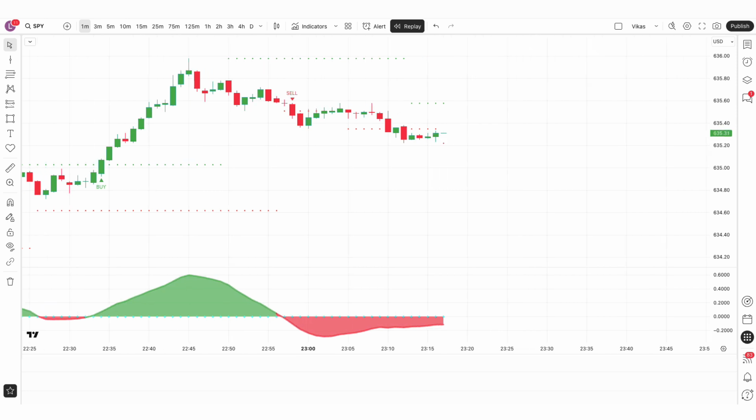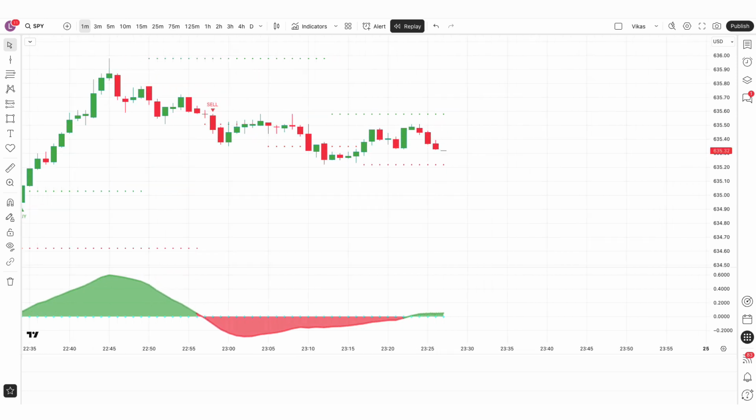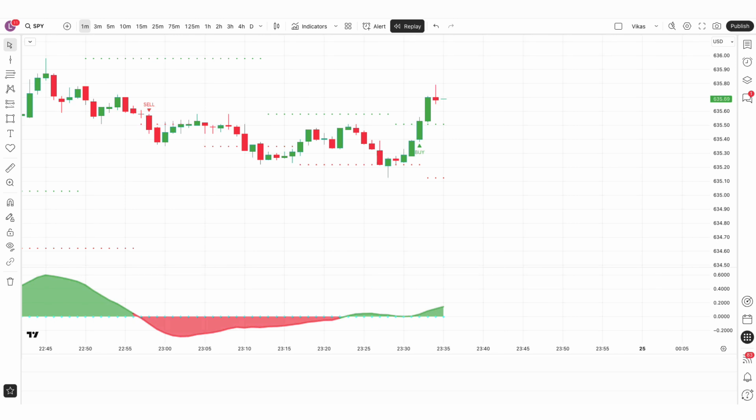Pivot is a very powerful strategy. It is very powerful for traders as it takes into account both price and volume.